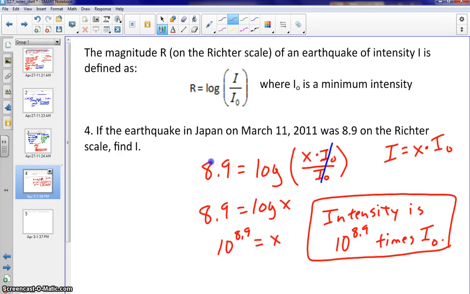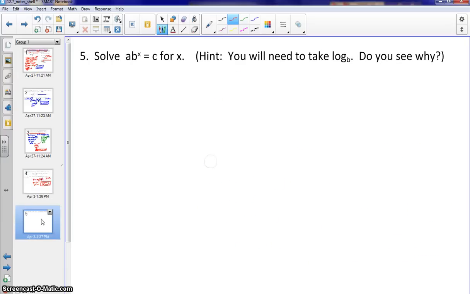Okay. And our last example is a little bit of review of what we've been doing in the previous day of section 12.7. Let's go ahead and solve a times b raised to the x equals c for x. And if you notice, I have a hint here. We will need to take log base b of both sides. Take a moment, pause, ask yourself, do you see why we would need to take log base b of both sides?